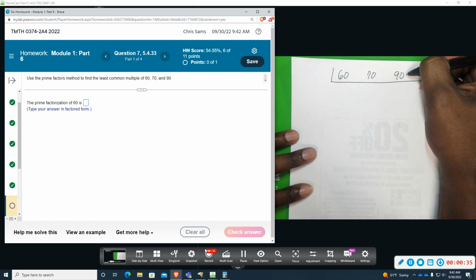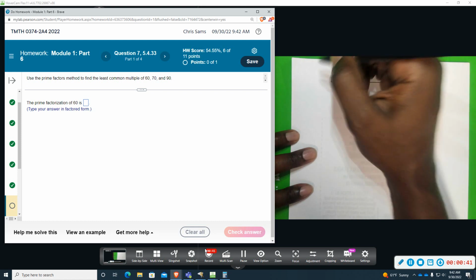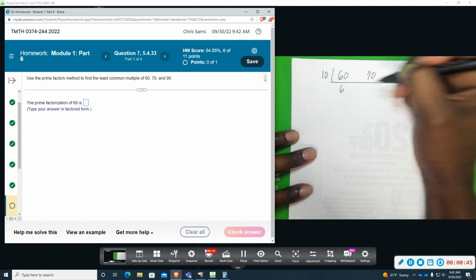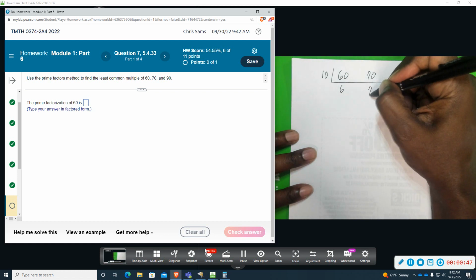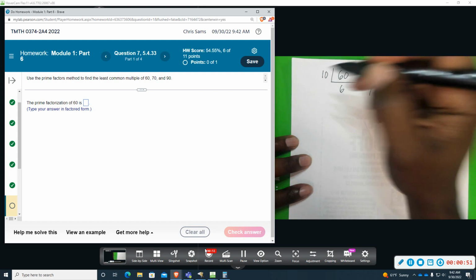So all of these end in a 0. I don't have to divide out a prime number. I just want to divide something that they can all be divided by. So I'm going to start out with 10. Divide them all by 10. This becomes a 6. This is a 7. This is a 9.